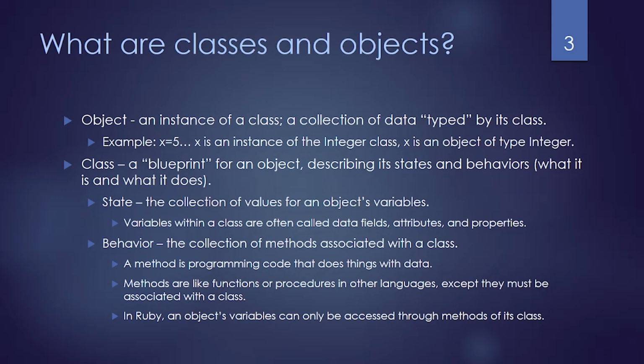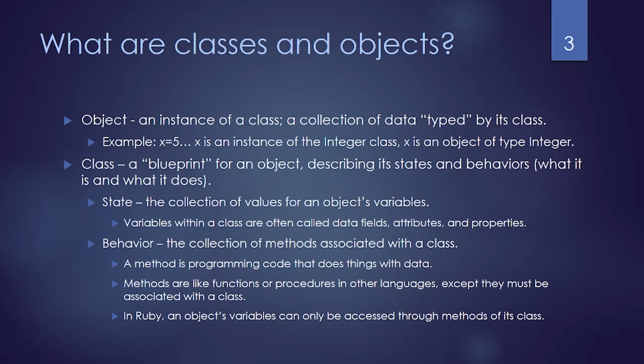So you can pretty much use the words instance and object interchangeably, and I probably will over the course of this video. A class is a blueprint for an object, which describes its states and behaviors, or basically what it is and what it does.